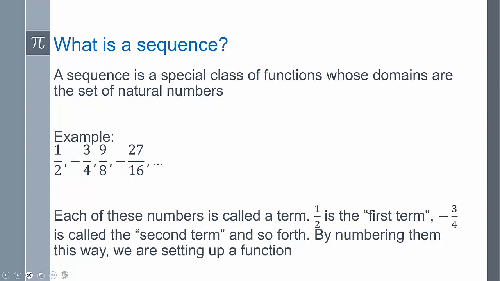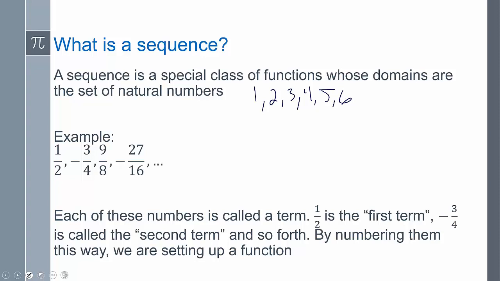So now introducing this sequence, a sequence is a special type of function, and the domain are all natural numbers, meaning your values have to be 1, 2, 3, 4, 5, 6, etc., etc. It can't be 0, and they can't be negative. They can't be decimal either. They have to be whole positive numbers.